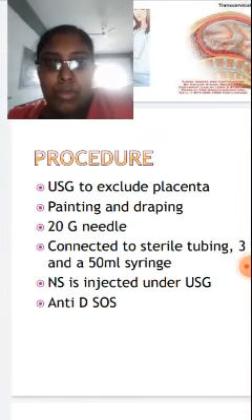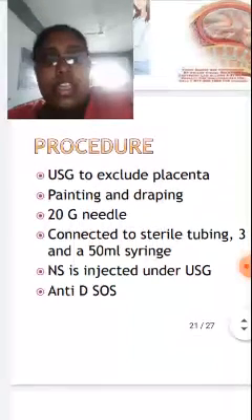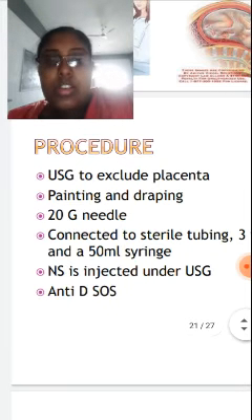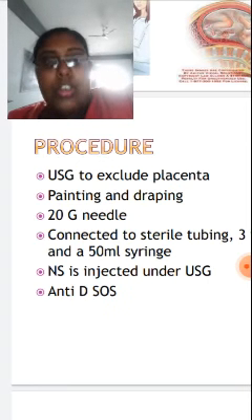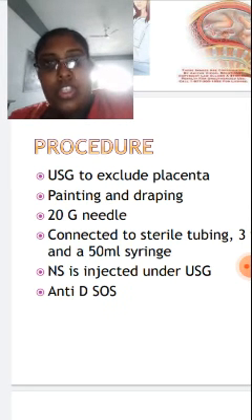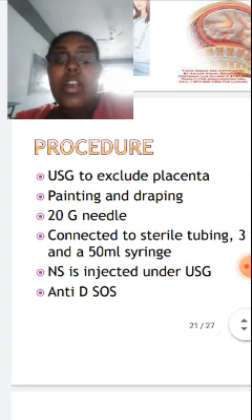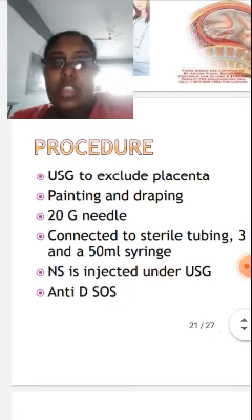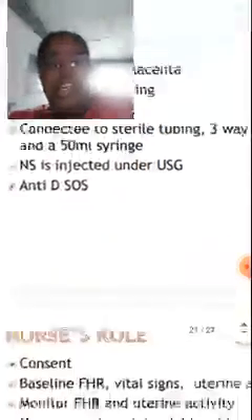Ultrasonography to exclude the placenta, painting and draping of the area, a 20 gauge needle connected to sterile tubing with a 50 ml syringe. So normal saline should be injected under ultrasonography. If it is an Rh negative woman, anti-D immunoglobulin can be given. Sometimes placental site injury or imminent labor may happen as a complication. So in case of an Rh negative mother, if necessary, administer anti-D immunoglobulin.